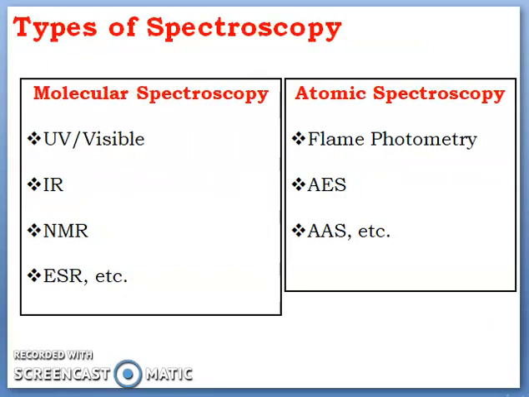Different types of molecular spectroscopy are available: UV visible spectroscopy, infrared spectroscopy, nuclear magnetic resonance spectroscopy, electron spin resonance spectroscopy, etc. Whereas the examples of atomic spectroscopies are flame photometry, atomic emission spectroscopy, atomic absorption spectroscopy, etc. In UV visible and IR spectroscopy, NMR and ESR spectroscopy, the interaction of electromagnetic radiation takes place with molecules, whereas in flame photometry, atomic absorption spectroscopy, etc., the interaction takes place with atoms.